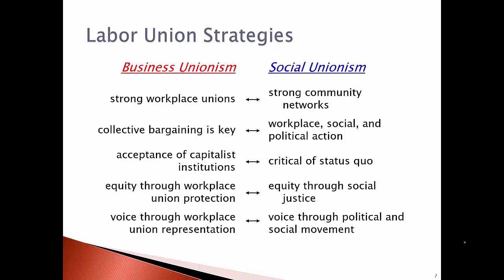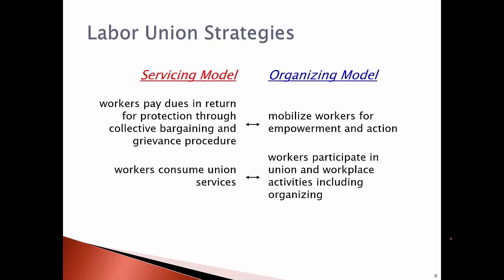throughout society. In the old model, the servicing model, workers pay dues in return for protection through collective bargaining and the grievance procedure. We'll spend a good amount of time talking about the grievance procedure in a coming chapter. And workers are considered to consume union services. The new organizing model, the model that many unions are moving towards, mobilizes workers for empowerment and action. So we're less focused on what the union can do for us, and we're more focused on what we can do for broader social issues. Workers participate in the union instead of just consuming services, and workplace activities include organizing.